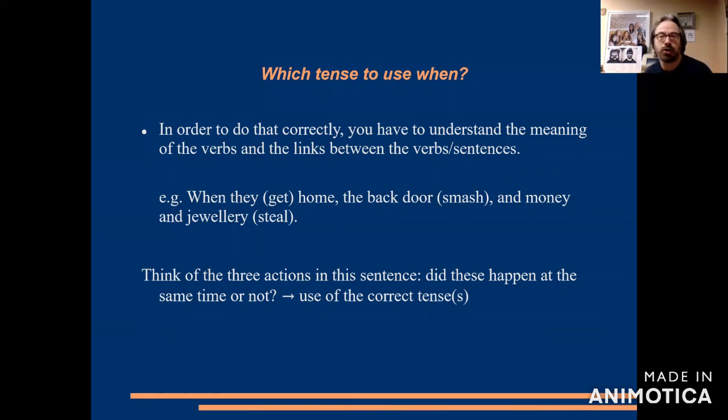you have to use got, right? Because we're talking about past tenses. And then they say the back door. And then some people say was smashed and money and jewelry had been stolen, or had been smashed and money and jewelry had been stolen. Now, why can you say had been smashed and was smashed for the door?